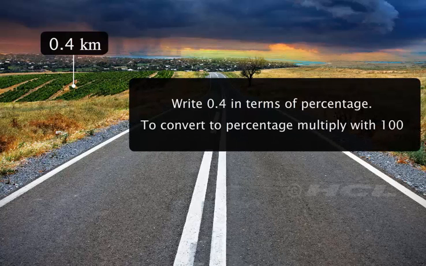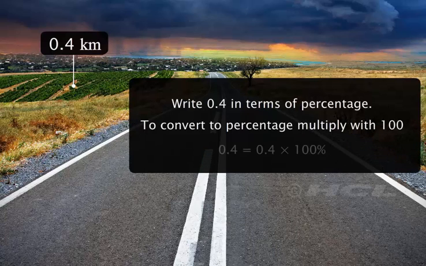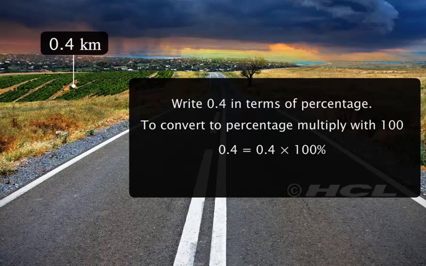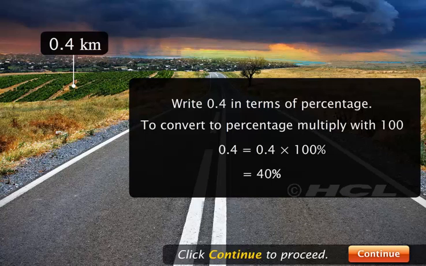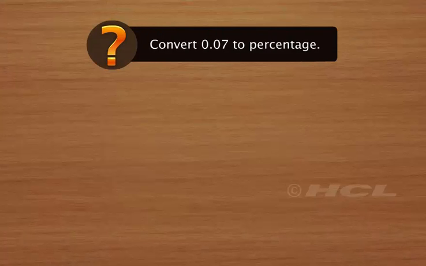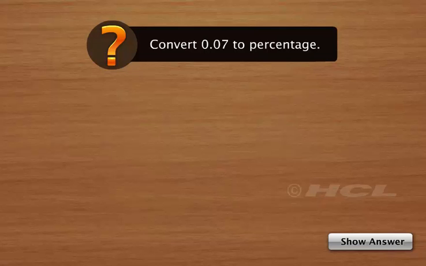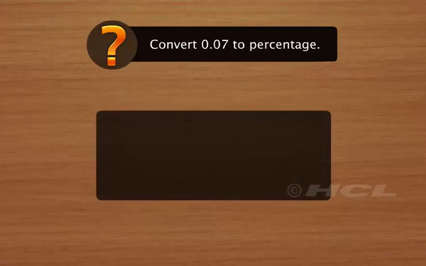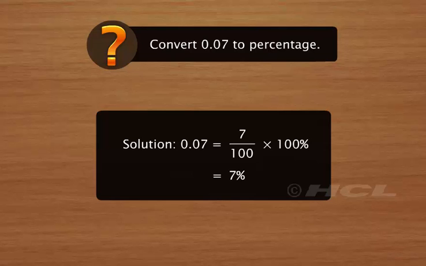To convert decimals to percentage, we simply multiply with 100. Therefore, 0.4 is equal to 0.4 multiplied by 100%. Thus, 0.4 is equal to 40%. Now, try to convert this decimal to percentage. 0.07 is equal to 7%.